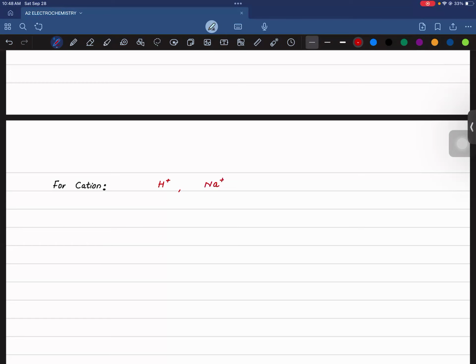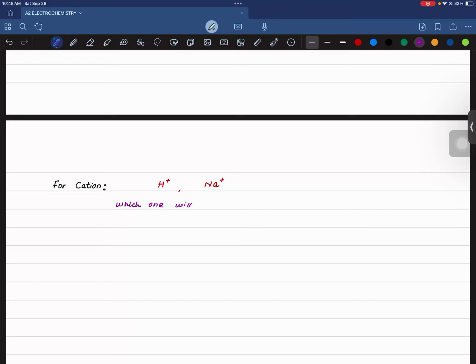Remember, you have H positive and Na positive. Both have positive charge. So the question is, which one will go towards the cathode first? I'm repeating, this is very important. This is the most important question.